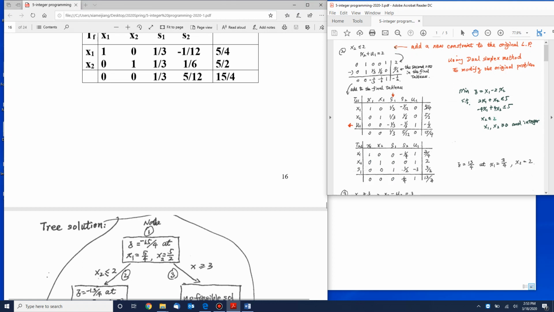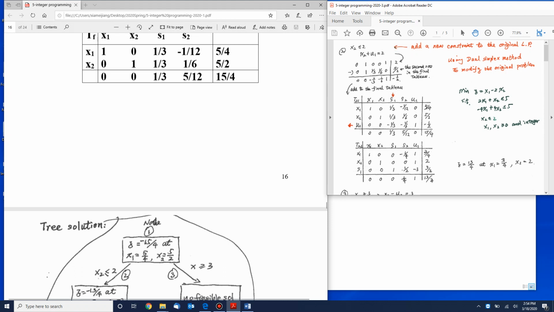Now, when we bring this into the final tableau, you can see that x2 is a basic variable in this tableau. So we may not bring this constraint directly into the tableau. We have to make that x2 be 0. So we just write this constraint: we have x1, x2, s1, s2. Here this constraint is 0 for x1, 1 for x2, 0 for s1, 0 for s2, and u1 with constant 2.